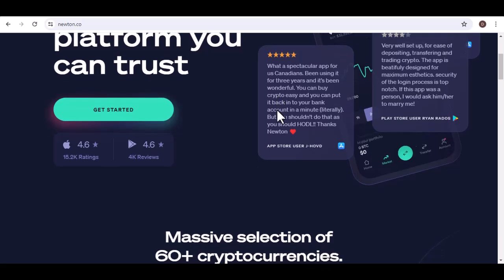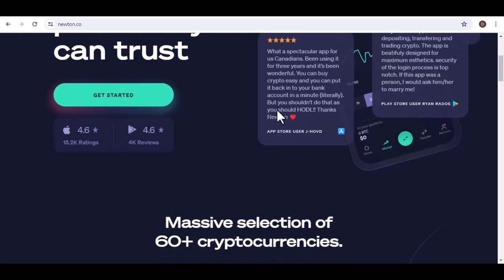Why use Newton Crypto? Now, you might be wondering, why should I use Newton Crypto? Fair question. Well, Newton boasts a user-friendly interface, making it perfect for both crypto newbies and seasoned traders. Plus, they offer a decent selection of cryptocurrencies, and their security measures are top-notch.